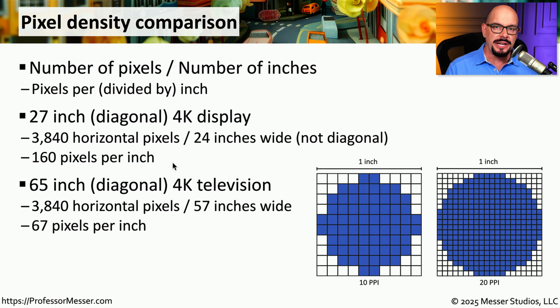Let's take exactly the same resolution, a 4K display, and now let's make the total size of the display a 65-inch display. This means that we still have 3,840 horizontal pixels, but the width of this television is much larger at 57 inches. If we then divide 3840 by 57, we have a total of 67 pixels per inch. So although the image itself may be at exactly the same resolution on a 27-inch display and a 65-inch display, you can see that the pixels per inch are very different between those two displays.